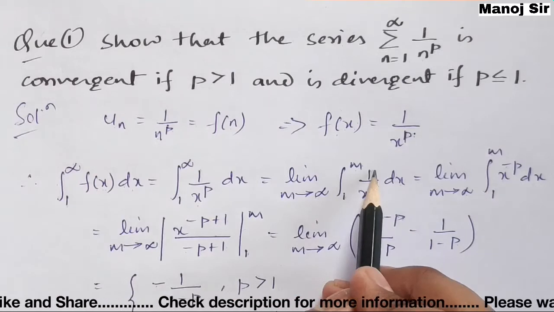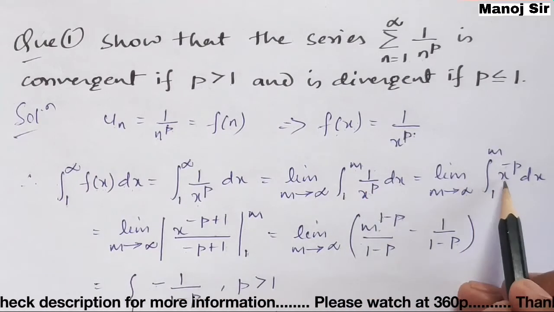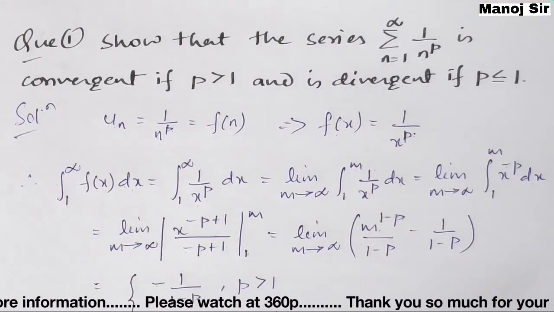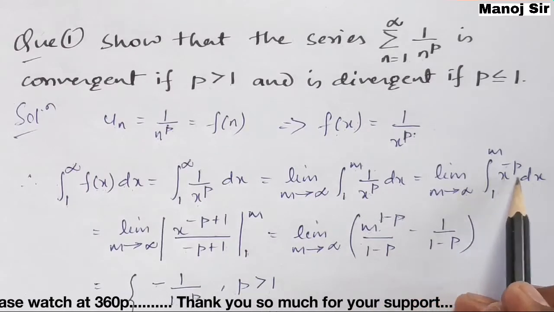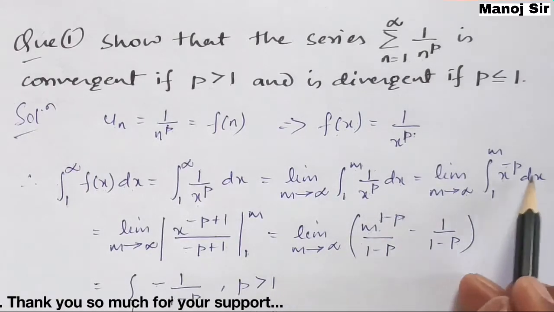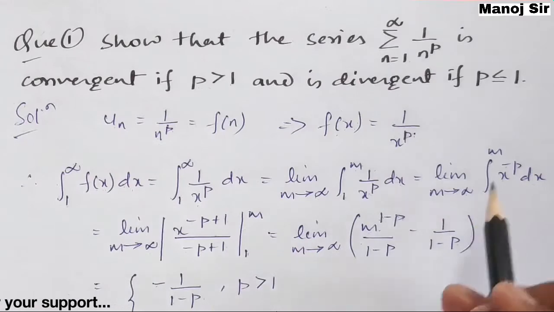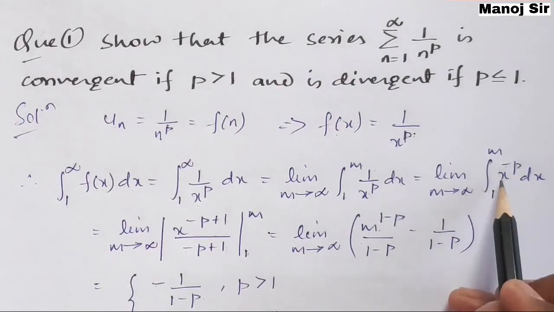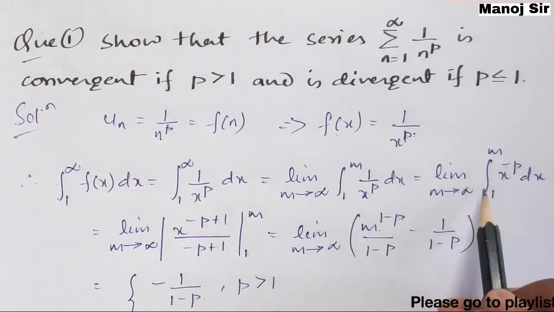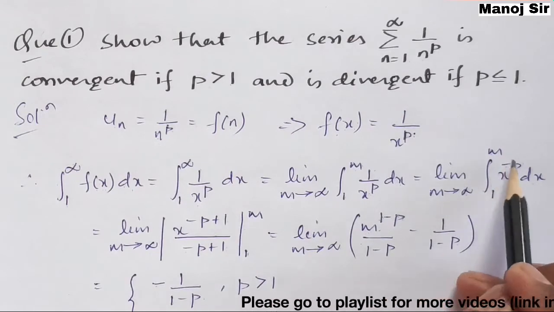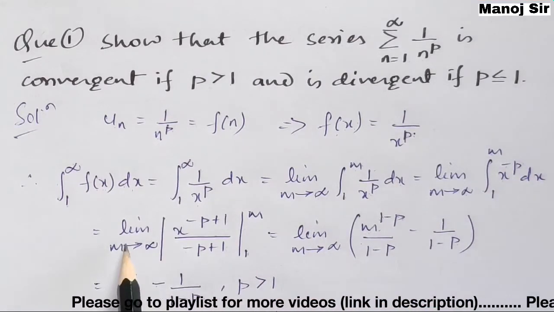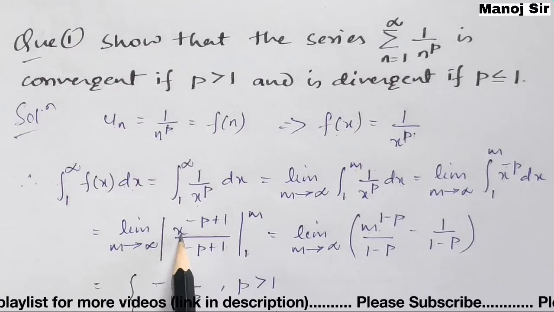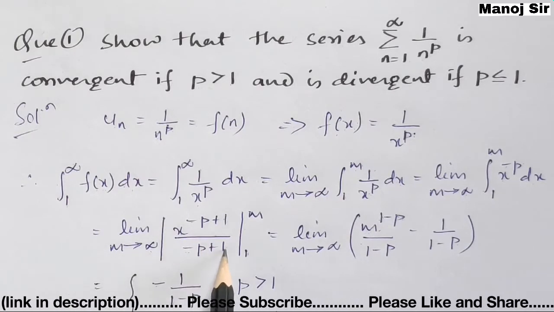Now we can take this in the numerator, then this will become x to the power minus p. I hope you have understood up to this. Now if you integrate this part, integration of x to the power n is x to the power n plus 1 upon n plus 1, that is limit m tends to infinity x to the power minus p plus 1 upon minus p plus 1.